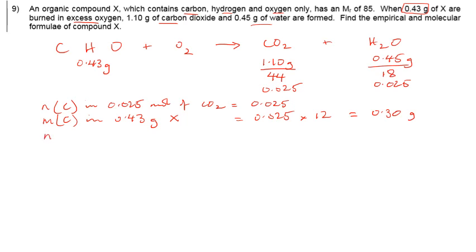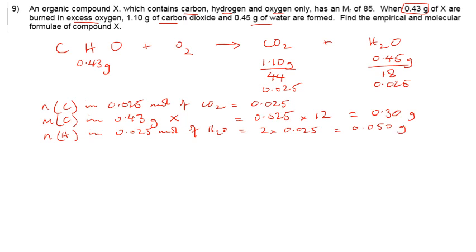Okay, so now we're going to do the same sort of thing for hydrogen. So the moles of hydrogen in our 0.45 grams of water. So our moles of hydrogen in our 0.025 moles of water is 2 times that, 2 times 0.025. Just in case that's not clear straight away, if you've got 0.025 moles of water, you must have twice that, because you've got 2 atoms of hydrogen for every 1 molecule of water. Okay, so that's where this 2 comes from, and so that comes out at 0.05.